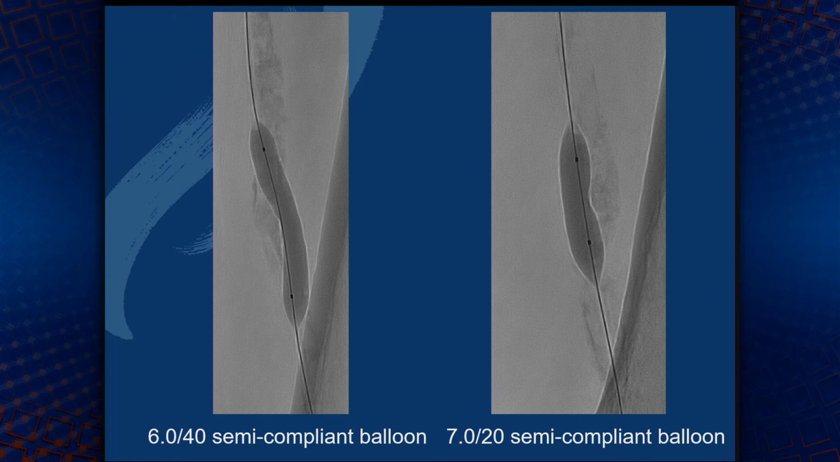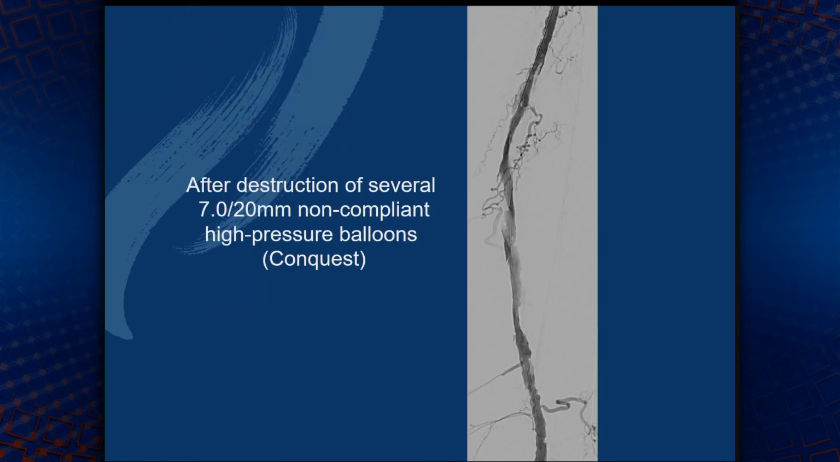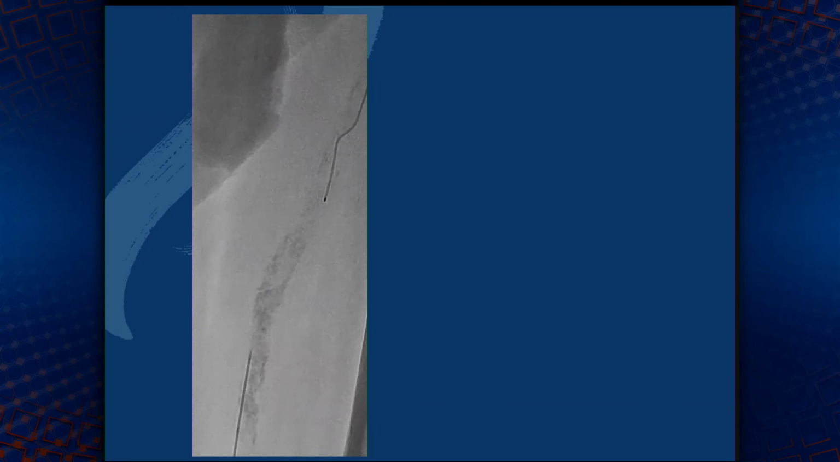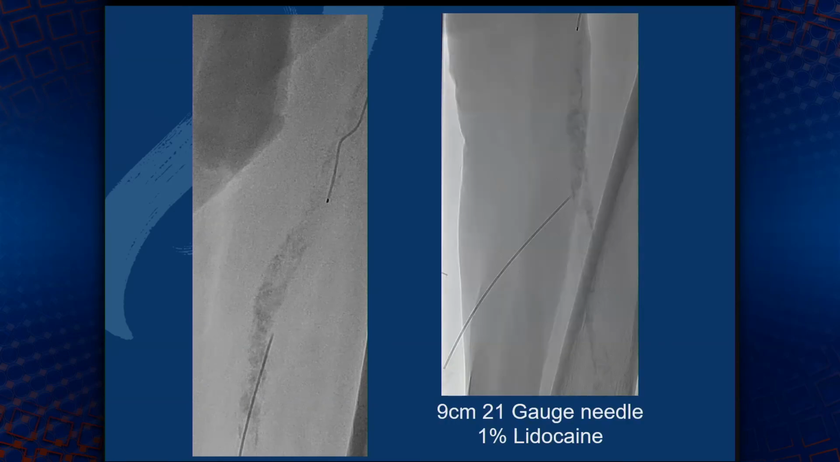After using several of them, rupturing, you could see the result here, where there is massive dissection and recoil, which you cannot leave like this. So in this case, we also did the crack and pave technique. Here you can see tumescent anesthesia, because we want to avoid the patient having severe pain during the cracking maneuver of the calcium. Therefore, we use a 9 centimeter 21 gauge needle and apply 1% lidocaine around the vessel.